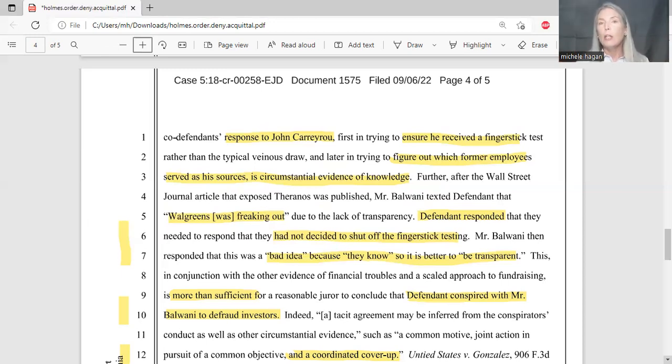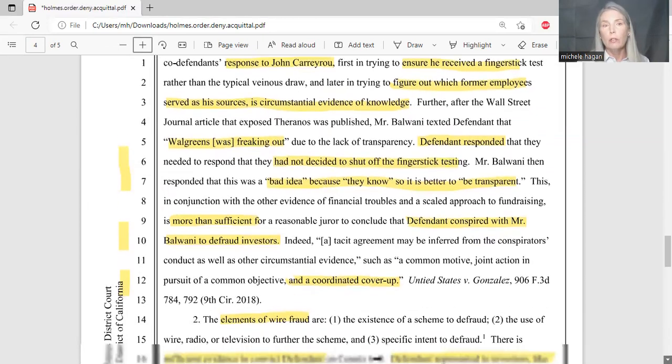And then there is a Balwani text to Holmes that Walgreens was freaking out, and I did a video on Walgreens freaking out. Defendant responded that they needed to. Holmes responded they needed to respond that they had not yet decided to turn it off. Balwani came back with, well, that's a bad idea because they know, so it's better to be transparent. That was very incriminating. Those set of texts, in my opinion, were very incriminating to both of these defendants. And that's obviously what the judge found as well here.